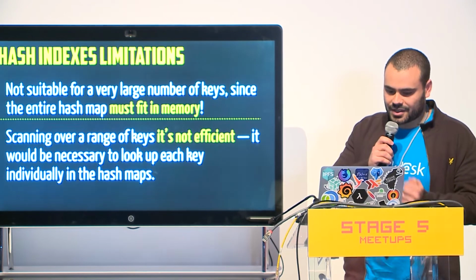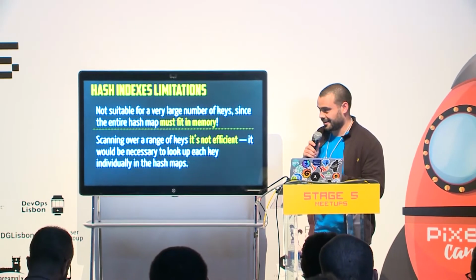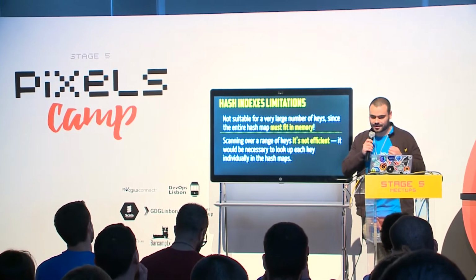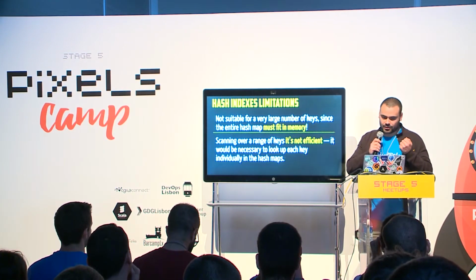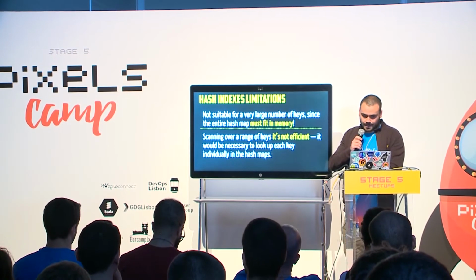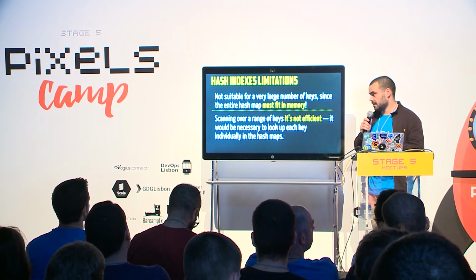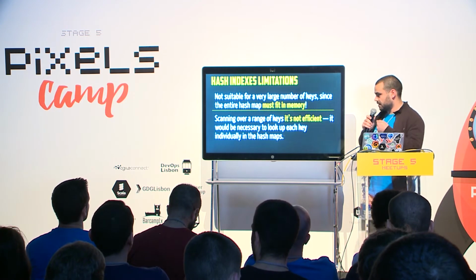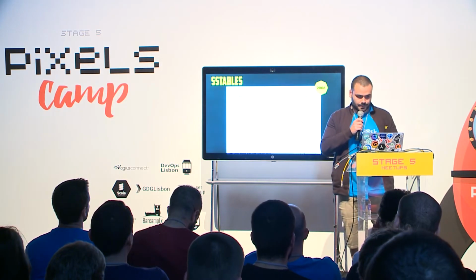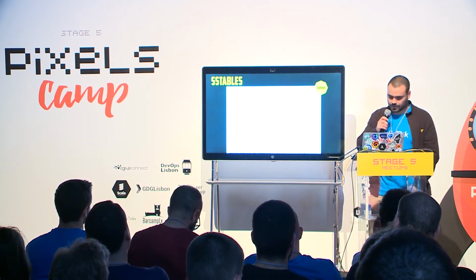So hash indexes are quite a viable approach, but they have some limitations. Obviously, they are not suitable for a very large number of keys, since the entire hash map must fit in memory. So you have to fit all of the keys that you have in your database in memory. And since they are not sorted, scanning over a range of keys is not efficient. It will be necessary to look up each key individually in the hash map in order to return a range of keys.